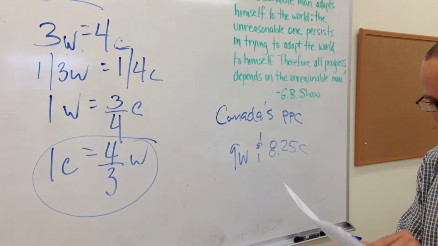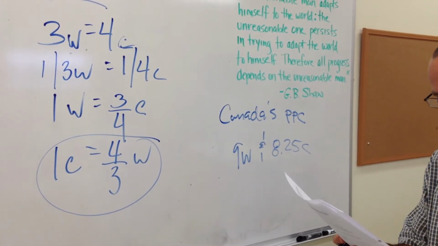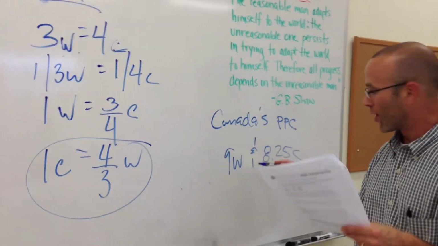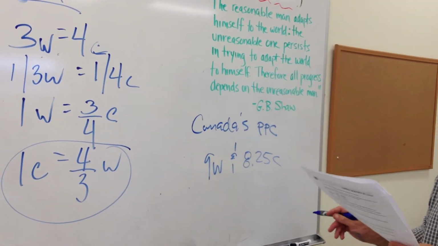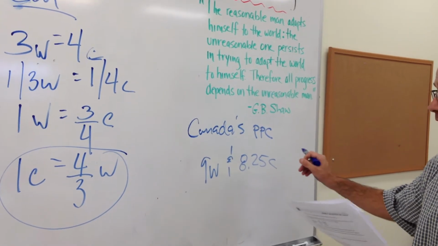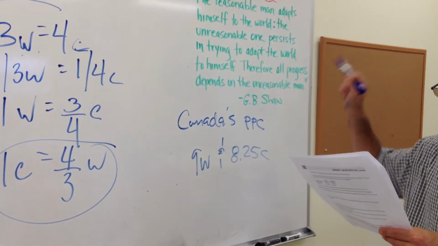It says here, after specialization and trade with the United States, Canada wants to maintain 9 tons of wheat for each production period. How many bolts of cloth will it have? What are its gains from trade? Alright, so Canada is going to specialize in cloth, correct? Yeah. Okay, and they are going to trade for wheat.